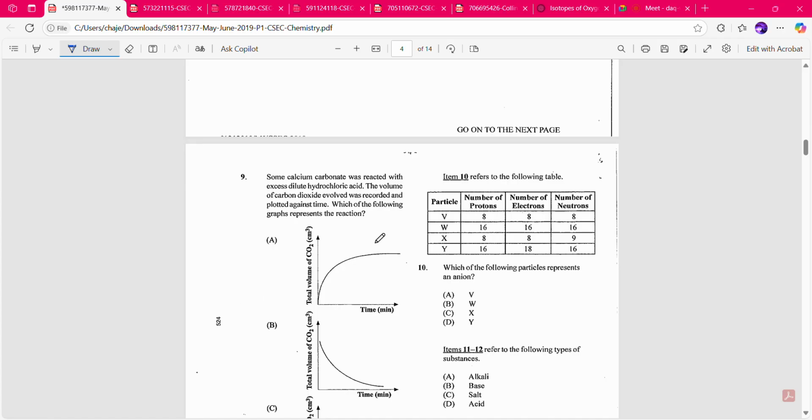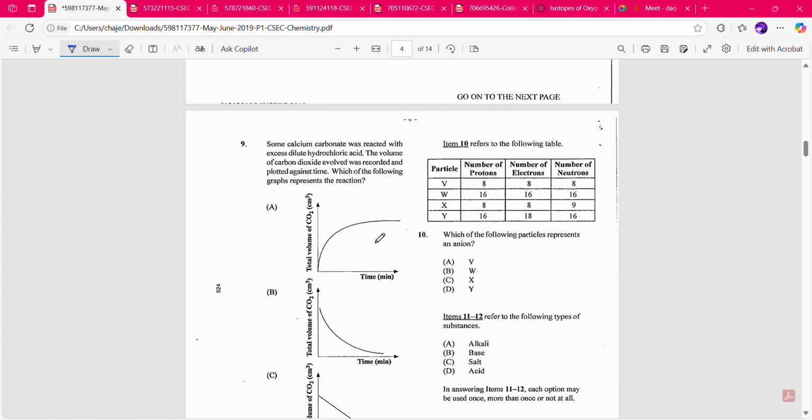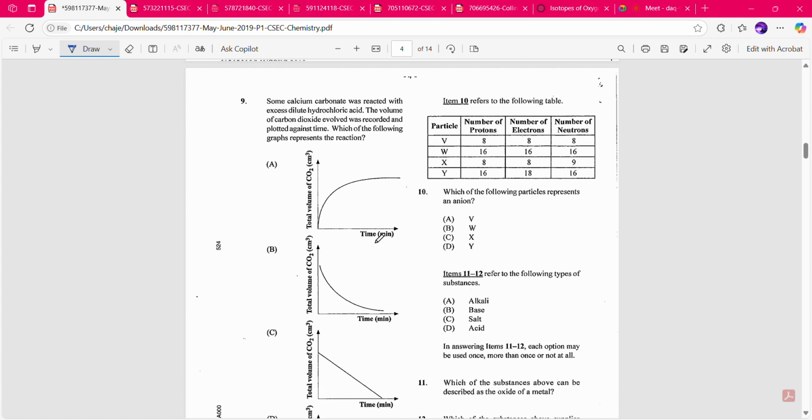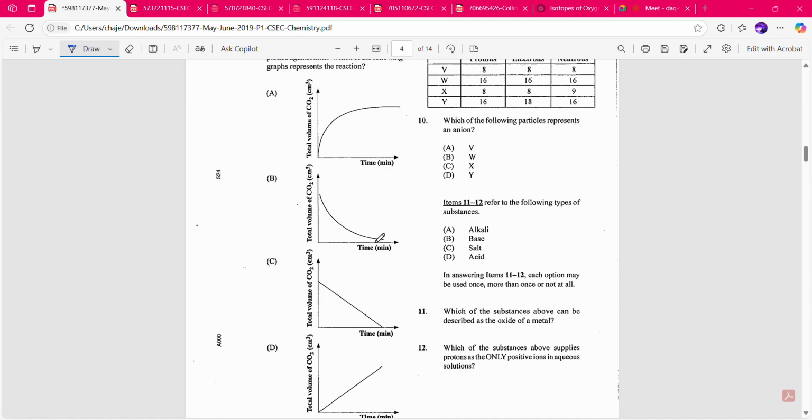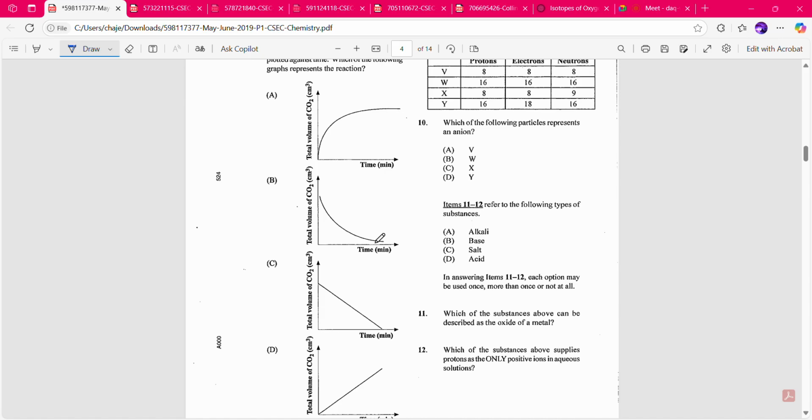Number 9, some calcium carbonate was reacted with excess dilute hydrochloric acid. The volume of carbon dioxide evolved was recorded and plotted against time. So we're looking for a graph that shows an increase in the carbon dioxide gas as time progresses. Which of the following graphs represents this reaction? Which one is correct? A. A is correct, yes.